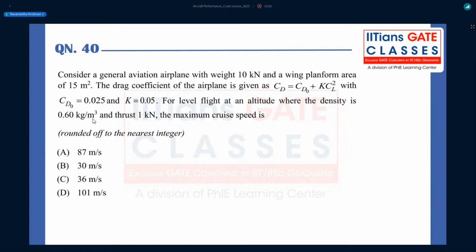The maximum cruise speed, rounded off to the nearest integer, is: Option A is 87 meter per second. Option B, 30 meter per second. Option C, 36 meter per second. Option D, 101 meter per second.